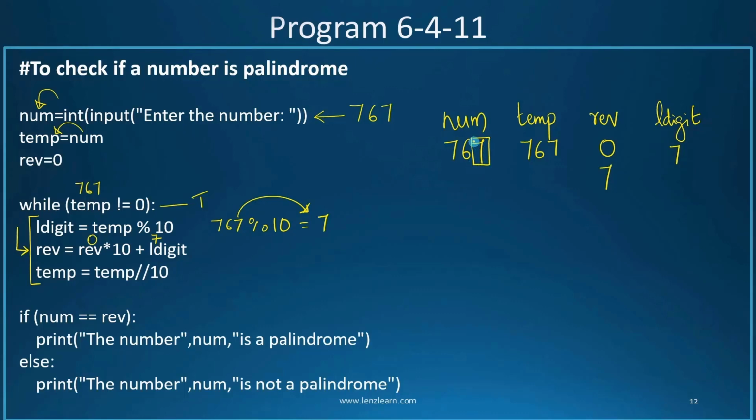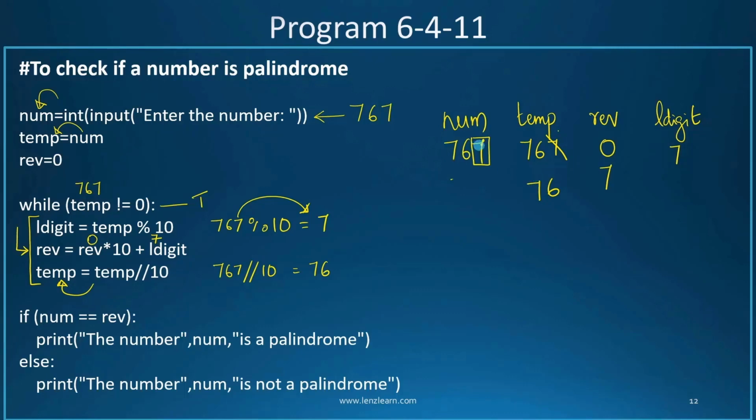Okay, so now I have to remove it. For that I will do a floor division to the value of temp. So right now the value of temp is 767. I will do a floor division on 10. So the result is going to be 76, and that is stored into temp. So right now the value of temp is 76. I have just removed the last digit from temp.